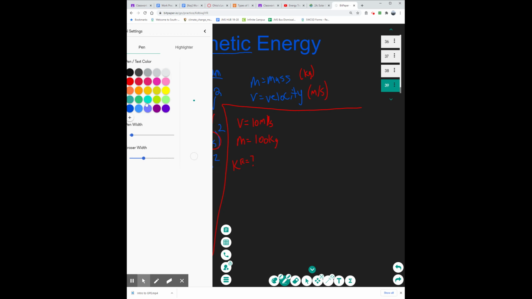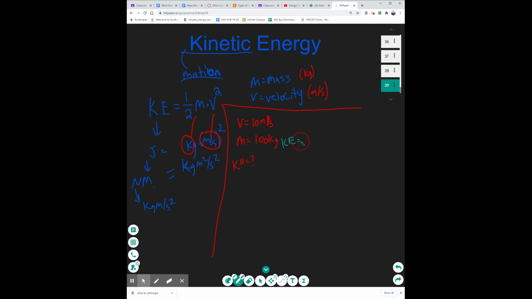So let's switch colors. We know that kinetic energy is equal to one half times m times v squared. So now we just plug stuff in. One half times 100 kilograms times 10 meters per second squared, which is equal to one half times 100 kilograms times, what's 10 squared? 100. And we square meters and we square per second. So per second squared, like this.